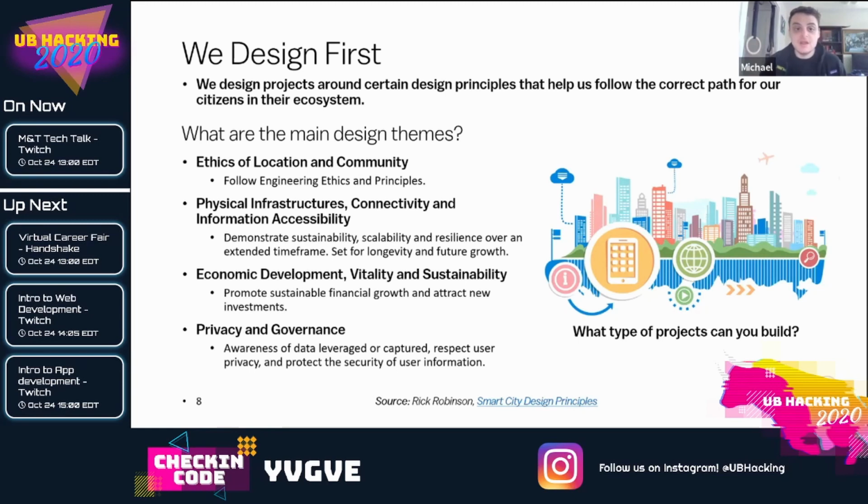Ethics of location and community. You should always try to build your product for people and not for profit. That's the number one thing that engineers and programmers should be doing at all times. Physical infrastructure and connectivity and information accessibility. We should be building things that last a very long time and are set for longevity and future growth. So things like the Empire State Building are things that last hundreds and hundreds of years and are going to last more hundreds and hundreds of years.